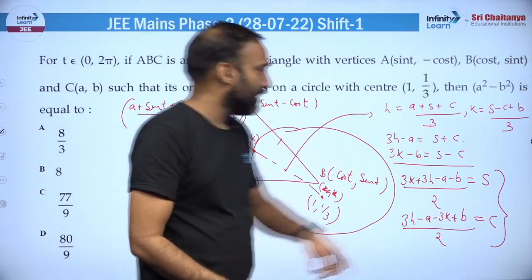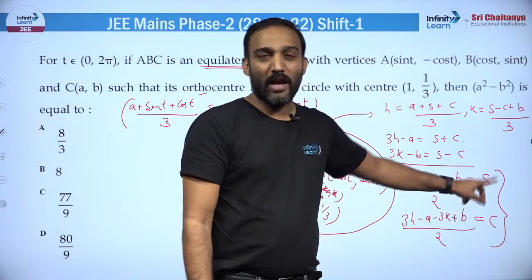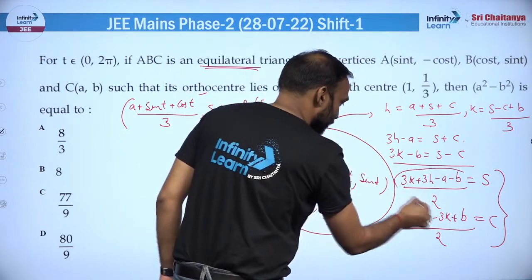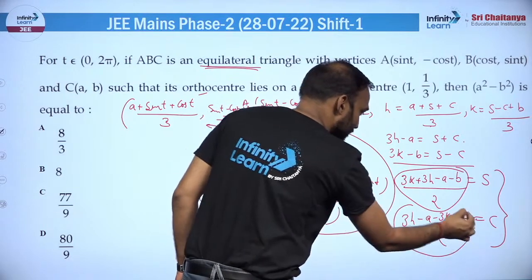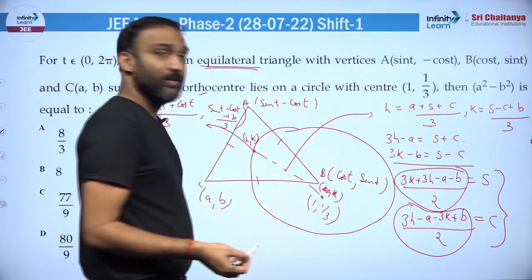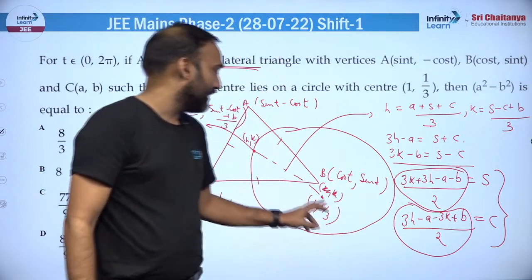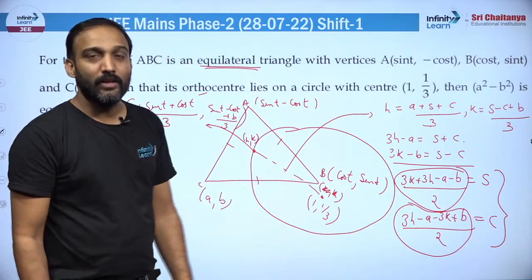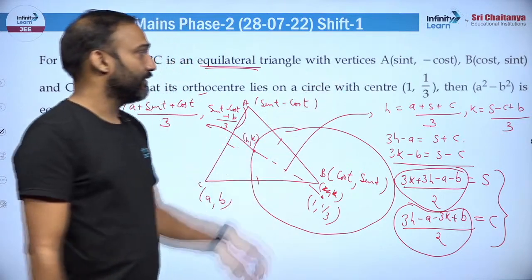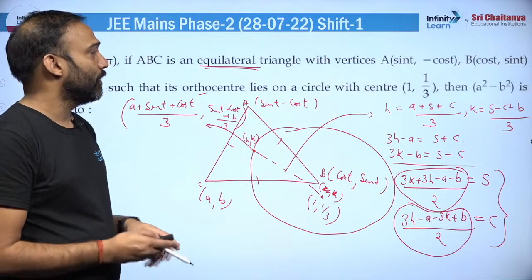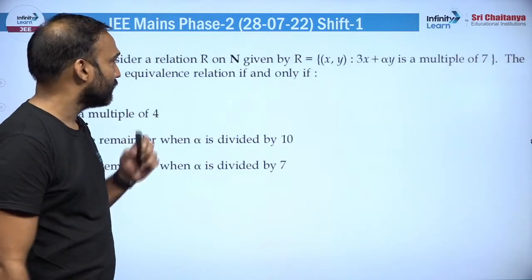This is sin theta and cos theta. If I square them and add them, I'll get 1. So square of this plus square of this, right? And if you add them, you'll get the equation of the circle. Once I have the equation of the circle, I can find out the center, and center will be equal to (1, 1/3). So from there, I can get the values of a square, a and b. So if a and b are known, we can find out the value of a square minus b square.